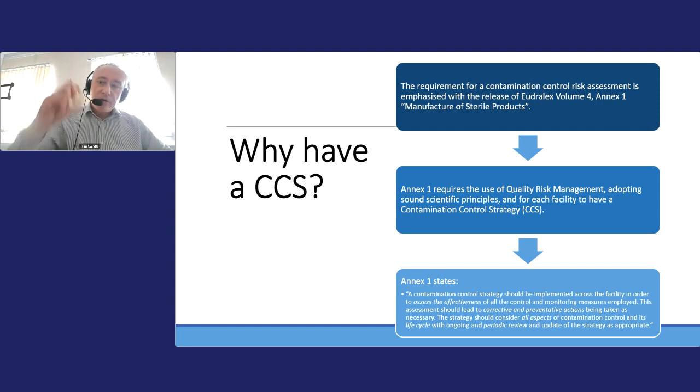There are some keywords, and I've put a quote from Annex 1 at the bottom of the slide. If you read that and the broader area of the annex, there are some keywords worth emphasizing when we think about contamination control. It should be based on science, it's risk-based, and it acknowledges the risks and proposes appropriate corrective and preventative actions. It's robust enough to last for the applicable product life cycle, and it's subject to regular review. So it's a living, breathing entity.